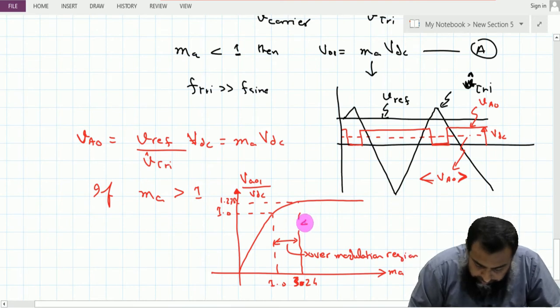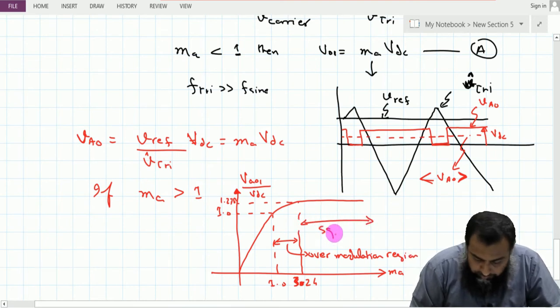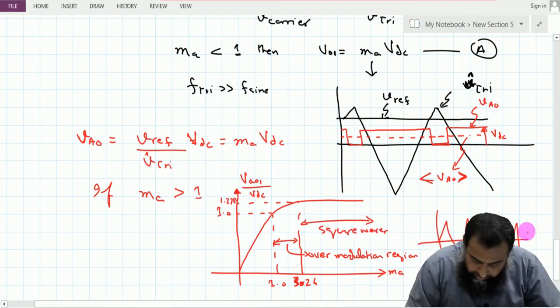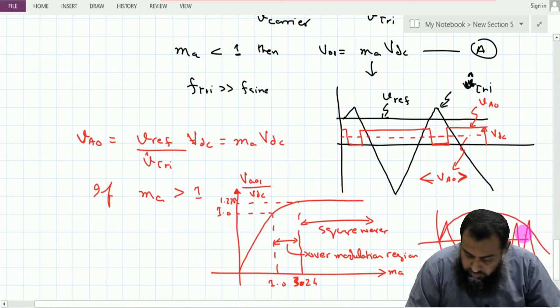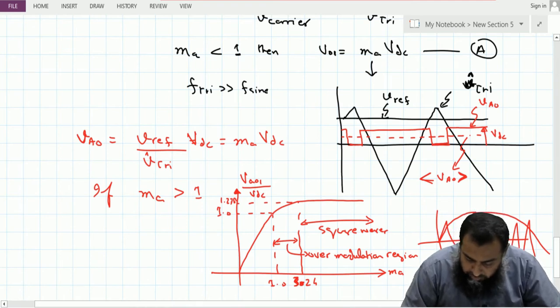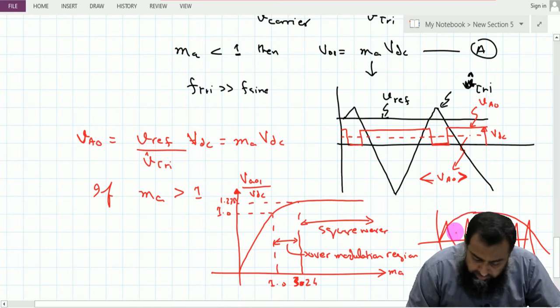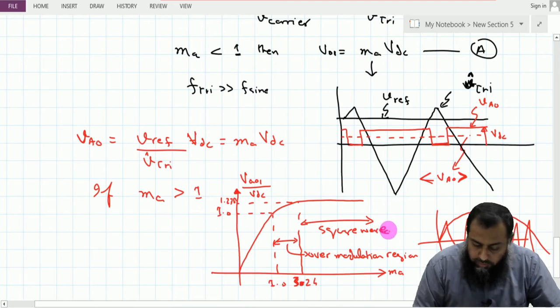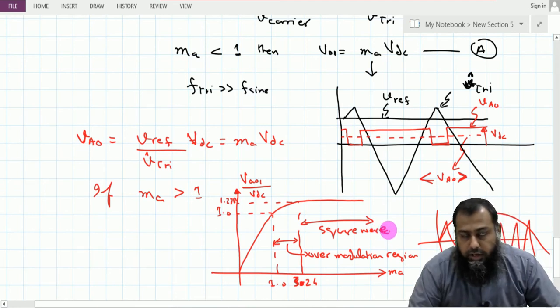Thereafter, we have the square waveform. Consider a triangular waveform and a sine wave which goes something like this. For this entire duration, since the value of the sine wave is greater than the triangular waveform, we get a positive VDC, and thereafter we get a negative VDC. Thus if MA is more than 3.24, then the inverter behaves like a square wave inverter, and there is no use of having pulse width modulation in the system.